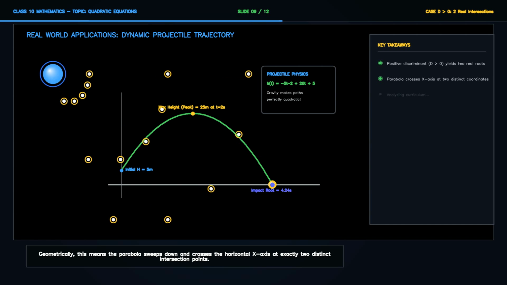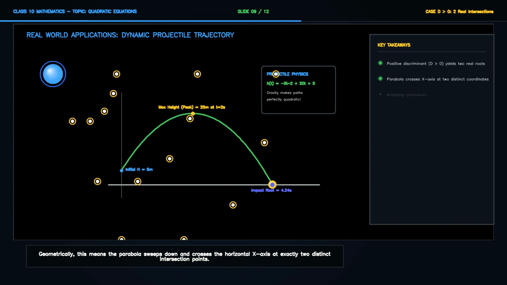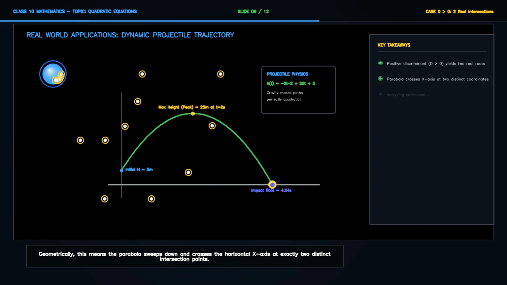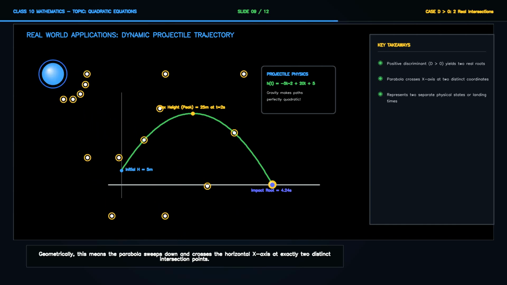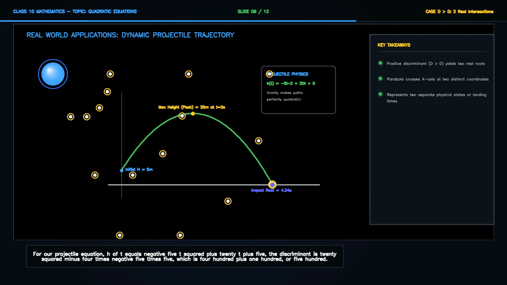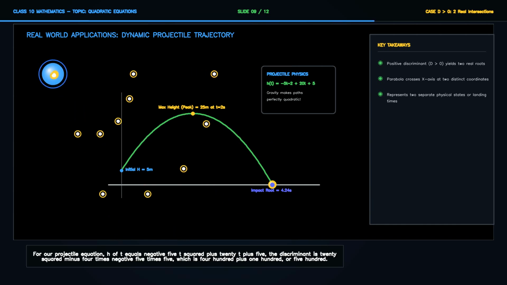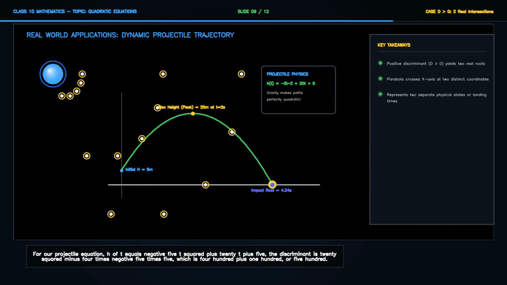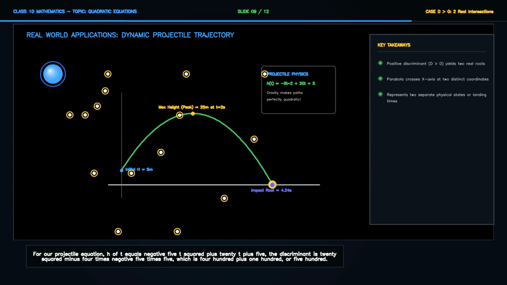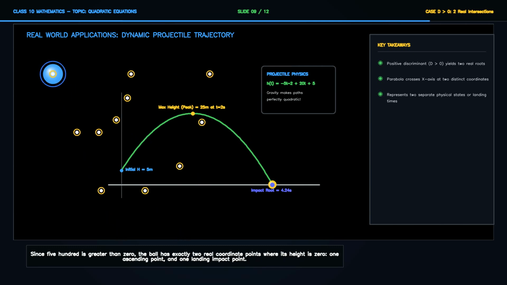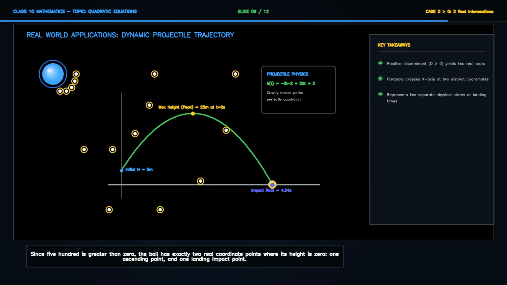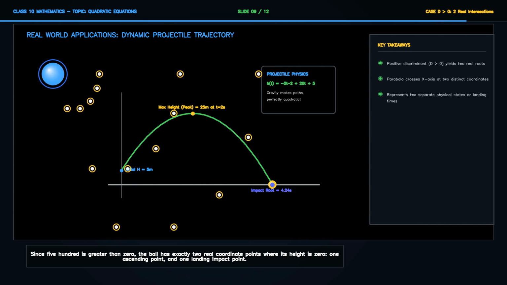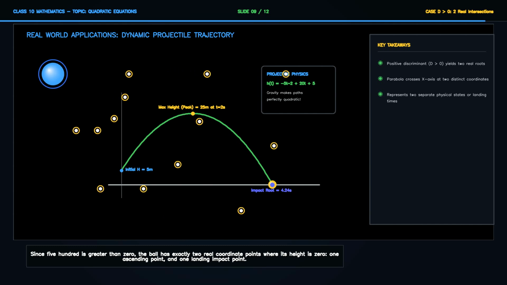For our projectile equation, h of t equals negative 5t squared plus 20t plus 5. The discriminant is 20 squared minus 4 times negative 5 times 5, which is 400 plus 100, or 500. Since 500 is greater than 0, the ball has exactly two real coordinate points where its height is 0, one ascending point, and one landing impact point.